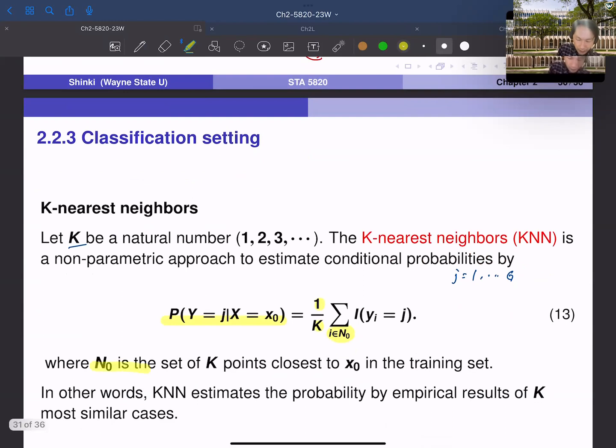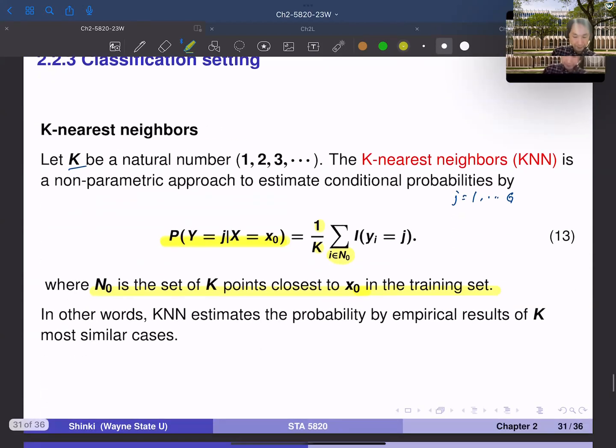So N naught is the set of k points closest to x naught in the training data set. That means we count the number of points in this neighborhood which have the label j. Then we divide this by the total number of observations. That is the estimated probability of Y equal to j given x. In other words, KNN estimates the probability by the empirical results of the k most similar cases.